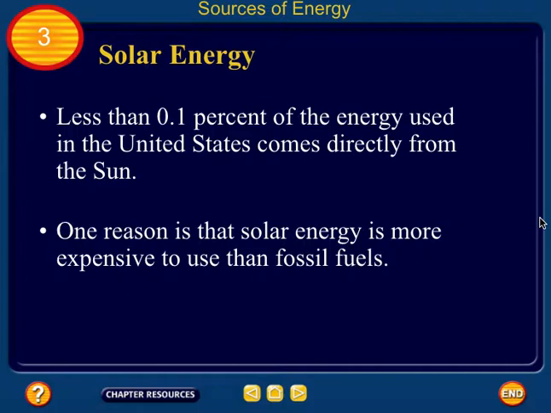However, less than 0.1% of the energy used in the United States comes directly from the sun. One reason is that solar energy is more expensive to use than fossil fuels. However, as the supply of fossil fuels decreases, the cost of finding and mining these fuels might increase. Then it may be cheaper to use solar energy or other resources to generate electricity and heat buildings than to use fossil fuels.